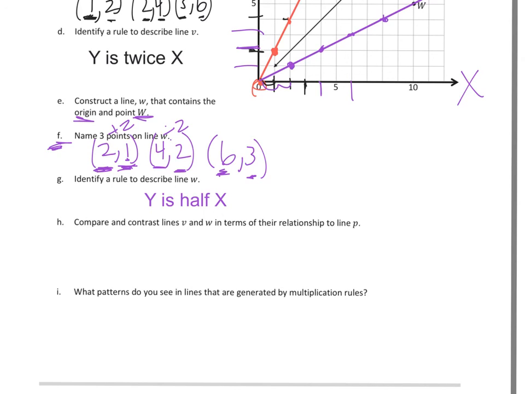Now H says compare and contrast lines V and W in terms of the relationship to P. So I'll leave that to you to compare those. And the very last one says, what patterns do you see in lines that are generated by multiplication rules? So you're going to look at your rules that you created for multiplication. I would say this is a multiplication one. And this one lends more to division. So when you look at those lines, try to come up with a pattern or what you notice with the multiplication rules.